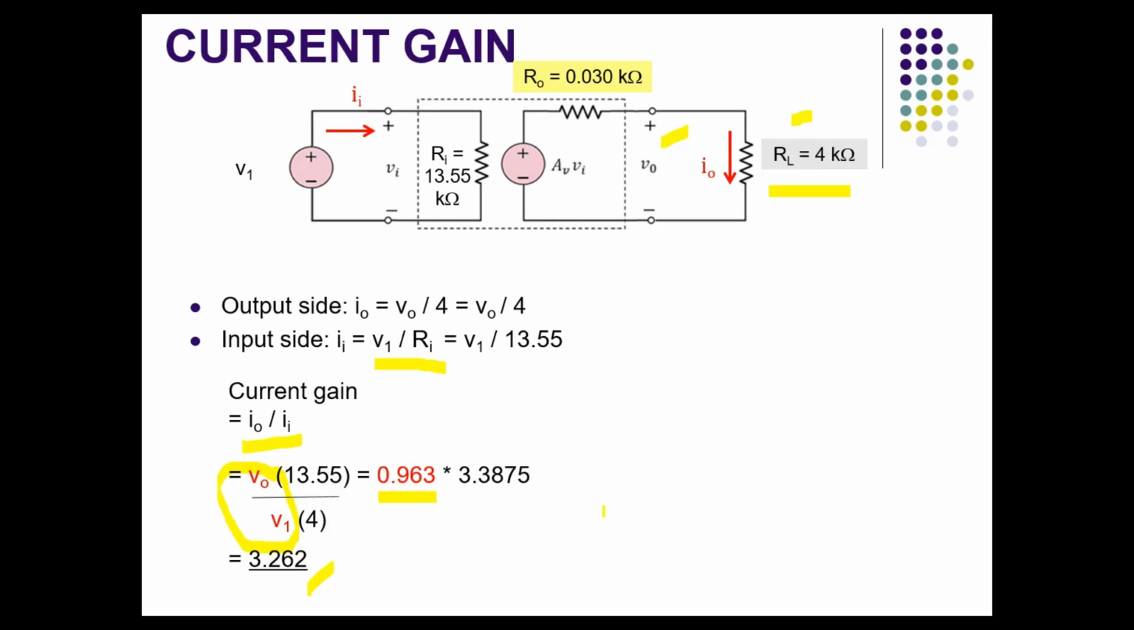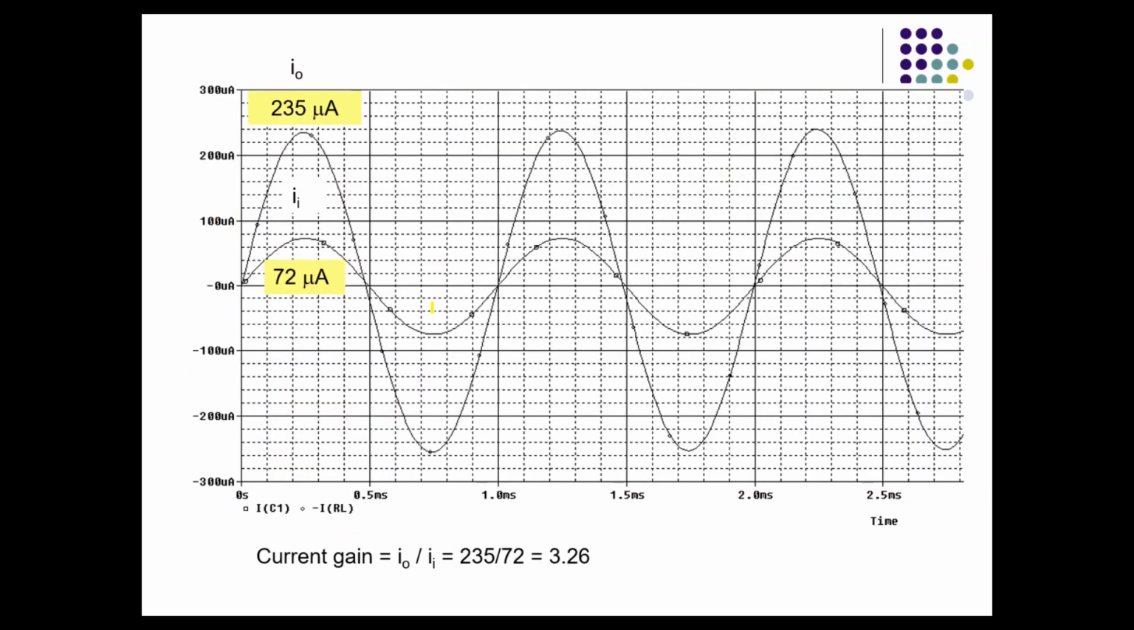And I simulated the circuit in PSpice, which is software to simulate circuits. I have obtained these graphs. So Io is 285 microampere, Iin is 72 microampere, and I get the current gain 3.26.